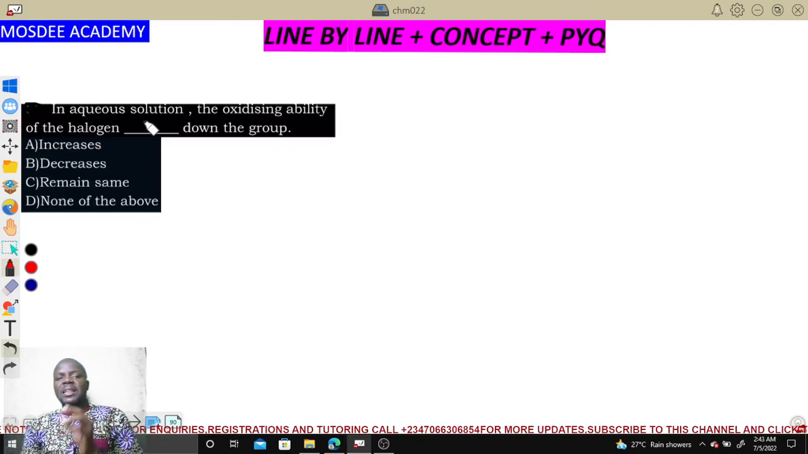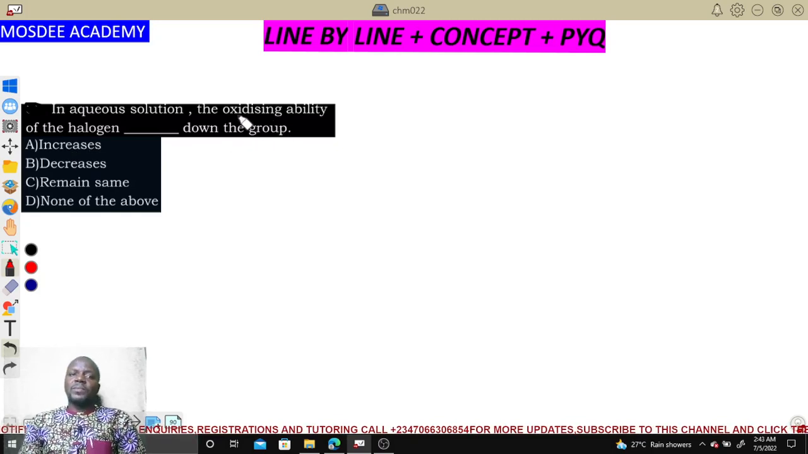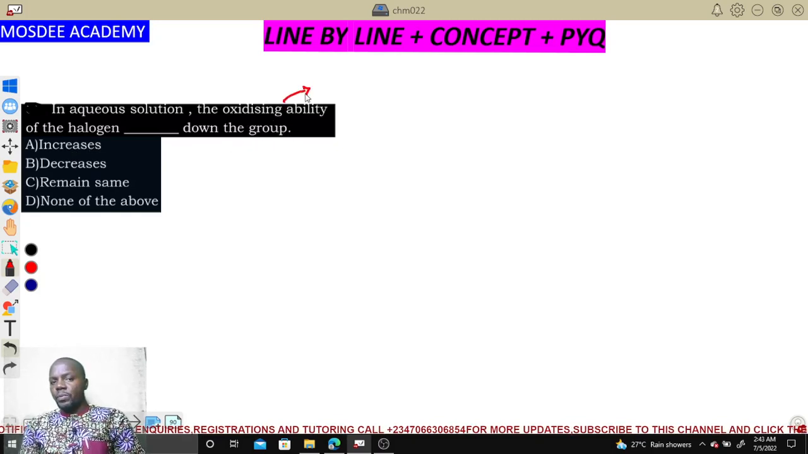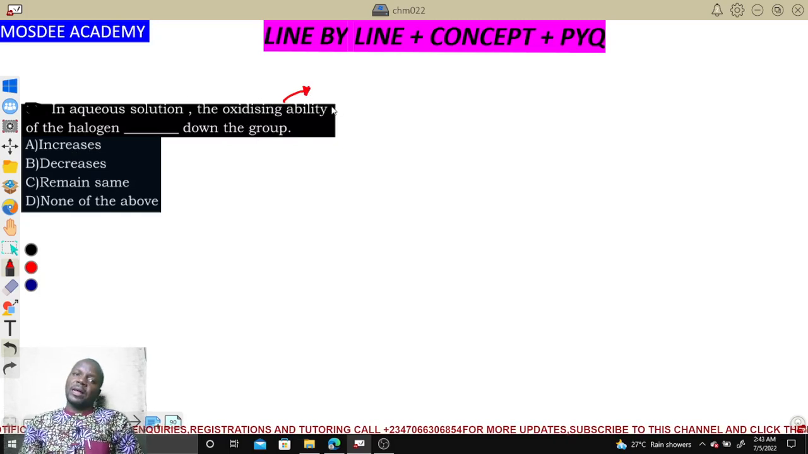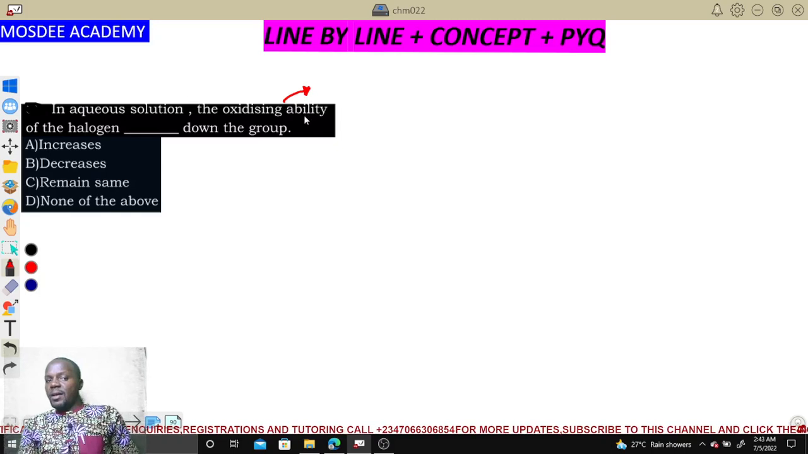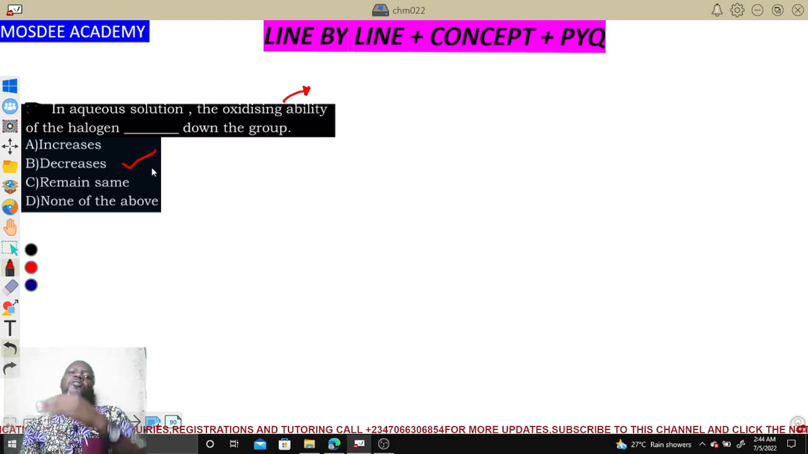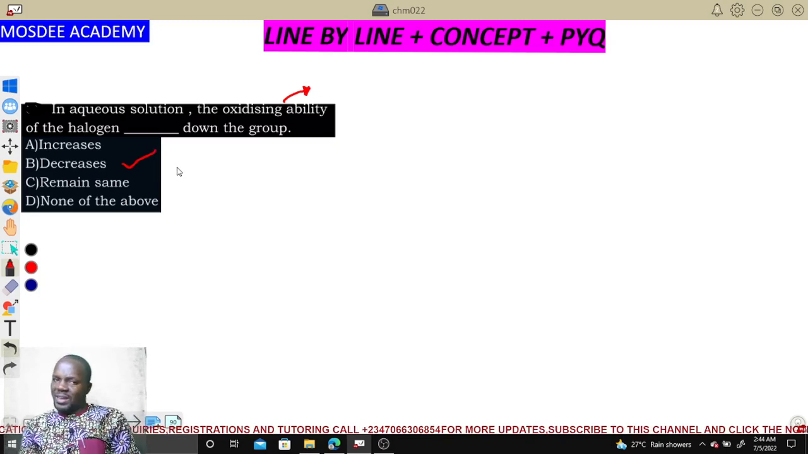Thank you. Now, in aqueous solution, the oxidizing ability of halogens decreases down the group. Please note that aqueous solution means when they are dissolved in water. When you dissolve halogens in water, they behave the same way. Oxidizing ability definitely will decrease as we go from fluorine down the group. So please note that.